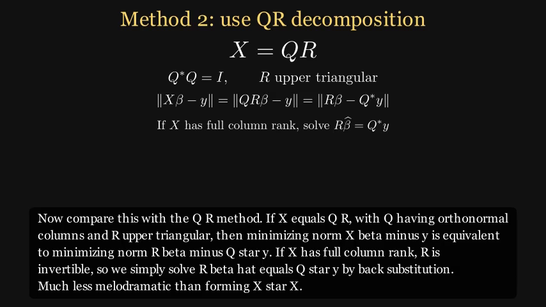Now compare this with the QR method. If x equals QR, with Q having orthonormal columns and R upper triangular, then minimizing norm x beta minus y is equivalent to minimizing norm R beta minus Q star y. If x has full column rank, R is invertible, so we simply solve R beta hat equals Q star y by back substitution. Much less melodramatic than forming x star x.